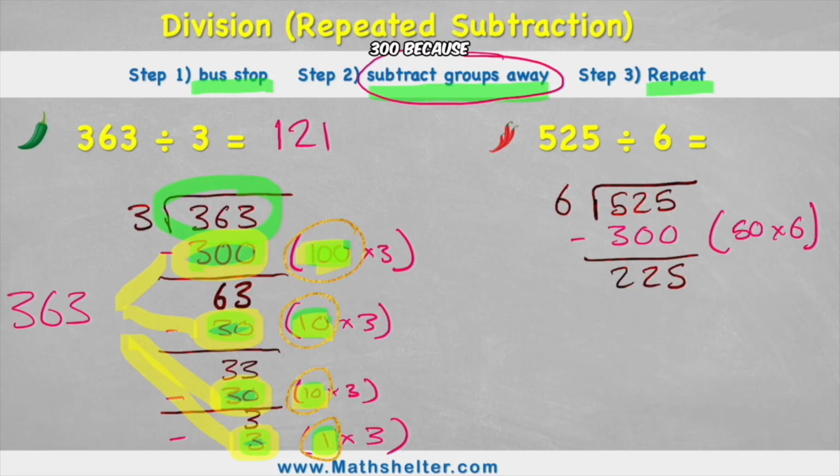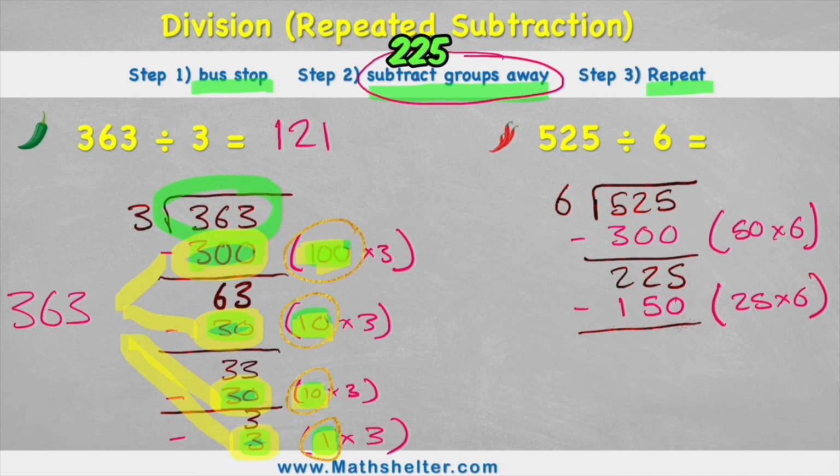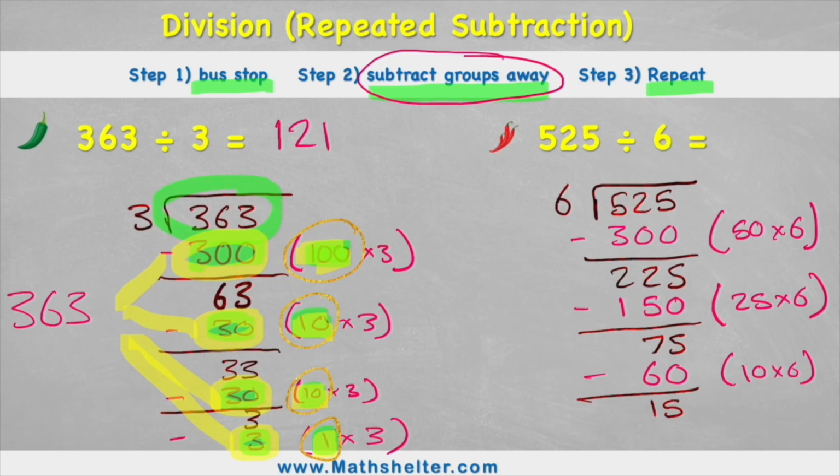Okay, now can I see another group of 6 that I could take away? Well, I can't take away 300 because that's too many. So let's do the same logic. Let's take away 150, which is half of the 300, so therefore it's half of the amount of groups, so that's 25 times 6. And 225 subtract 150 leaves me with 75. And from my 75, I can see that I can take away 60, which is 10 times 6. That leaves me with 15. And from my 15, I can take away 12, which is 2 lots of 6.